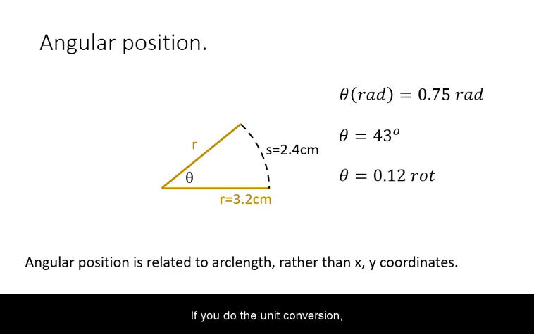If you do the unit conversion, this is equivalent to 43 degrees or 0.12 rotations. Radian measurements are more useful when the arc length is known rather than Cartesian coordinates.